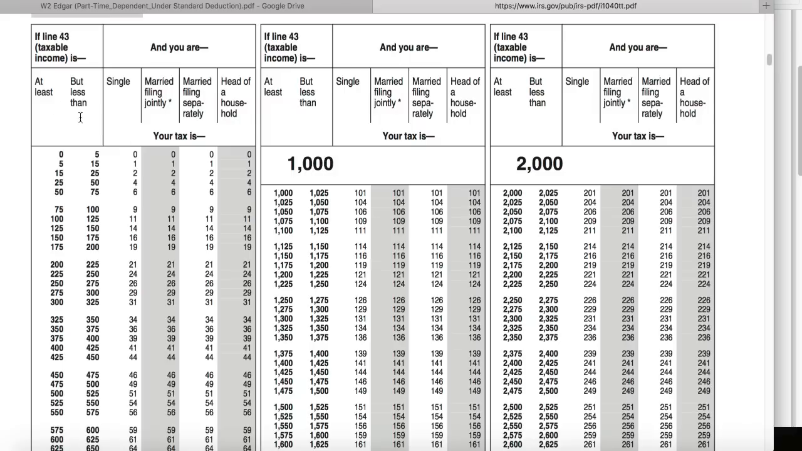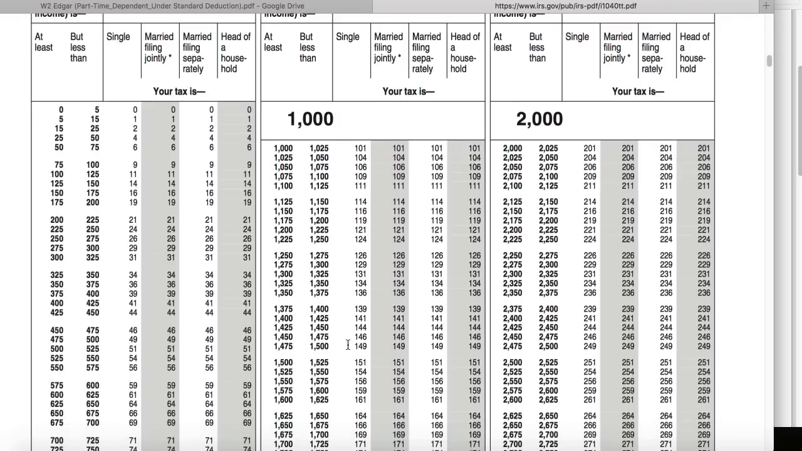Okay, so again, at least 0, but less than 5. So let's say I said your taxable income is $2,350. What you would do is go on your tax table. So over here, 2,350. So what do I do? Okay, it's at least this, but less than this. Nope, it's not less than 2,350, so I have to go to the next line. Because I'm single, my tax then would be $236.